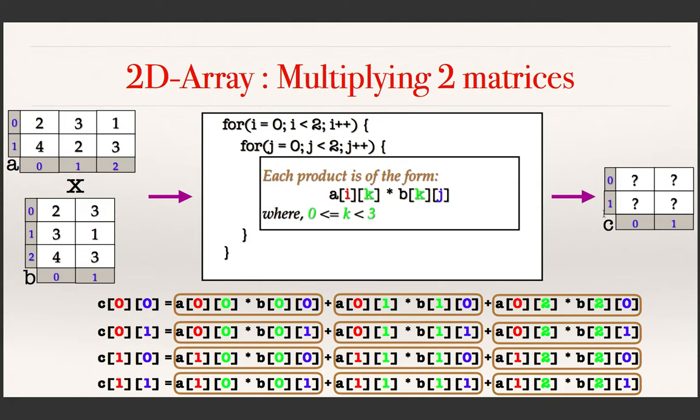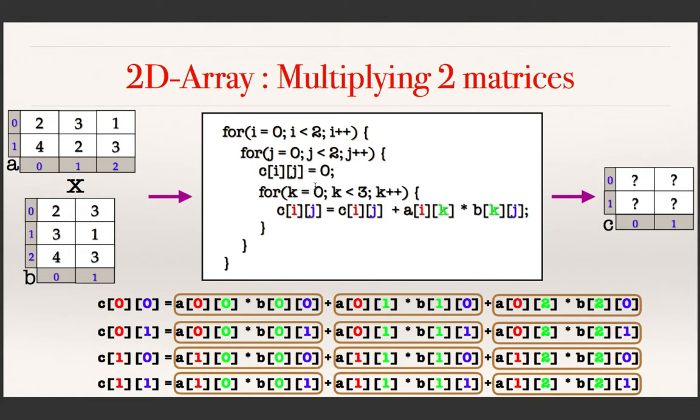Okay, so now we need to replace this with the required code. The product is of the form aik into bkj, where the value of k must be varied from 0 to n minus 1, where n is the number of columns or the number of rows here. So the code is, only this part of the code is what we are substituting, we are not changing this. I will tell you later what this is, now you just forget about this. This is for k is equal to 0, k less than 3, k plus plus. So what is this 3? The number of columns of this matrix, which is the same as the number of rows of this matrix.